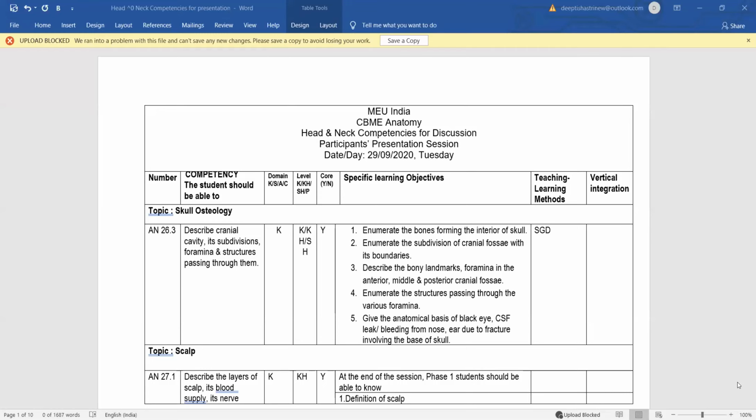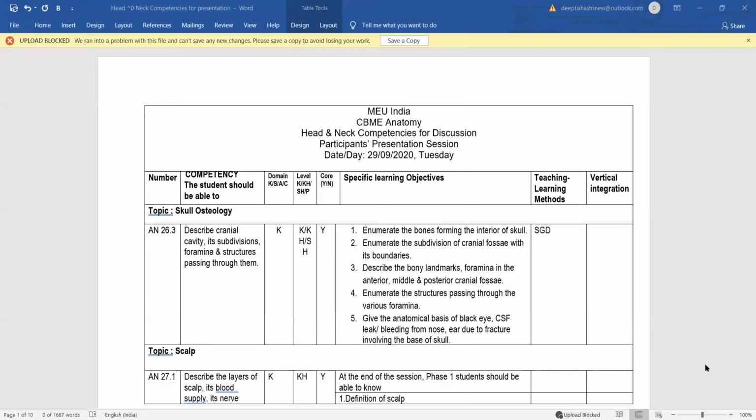Thank you, Dr. Saikat. You're right, sir. It is K/S actually, knowledge or skill domain. And I think the competency should have been describe and demonstrate, or describe and identify. Madam, if the competency could have been altered to describe, ma'am, we definitely have to identify also.